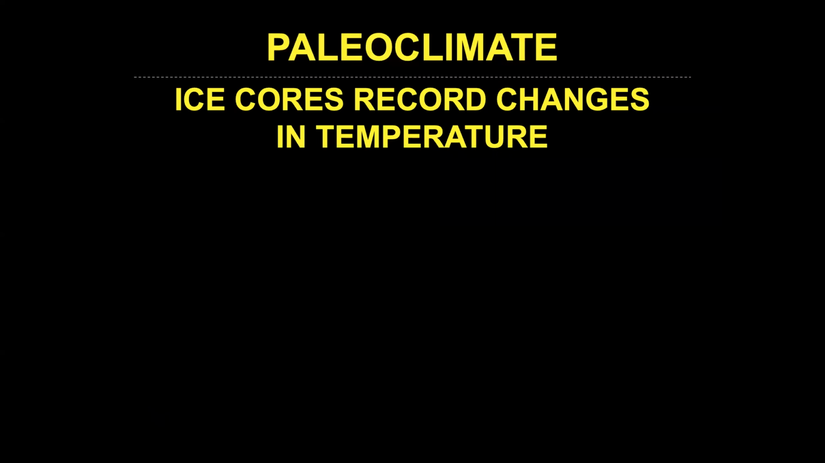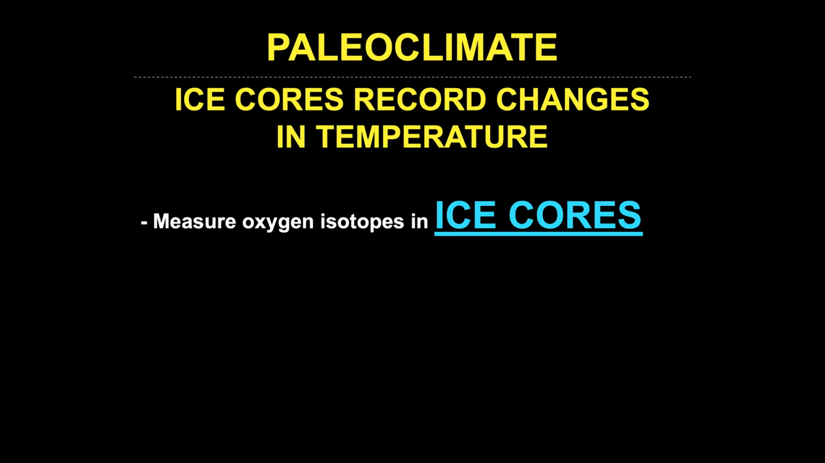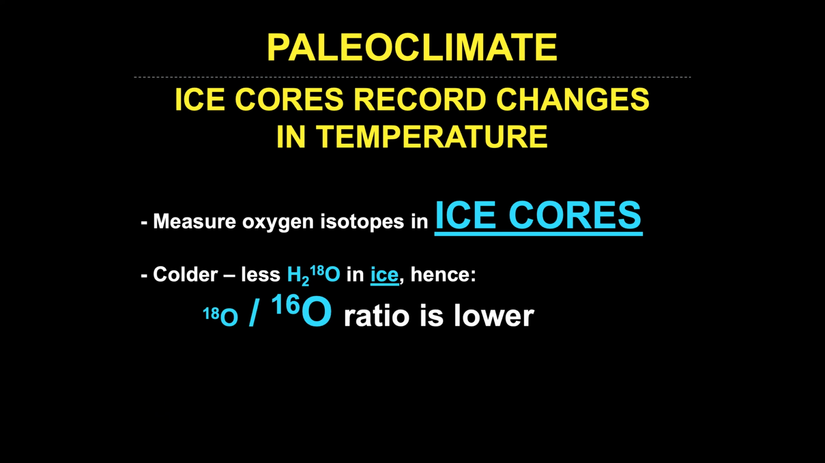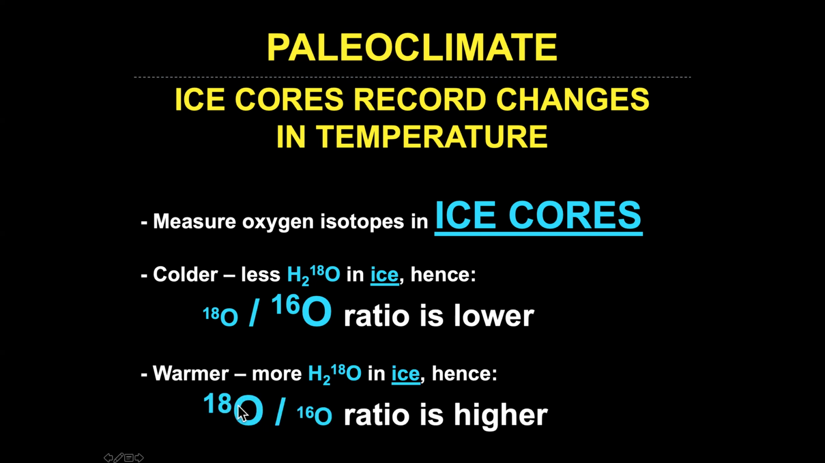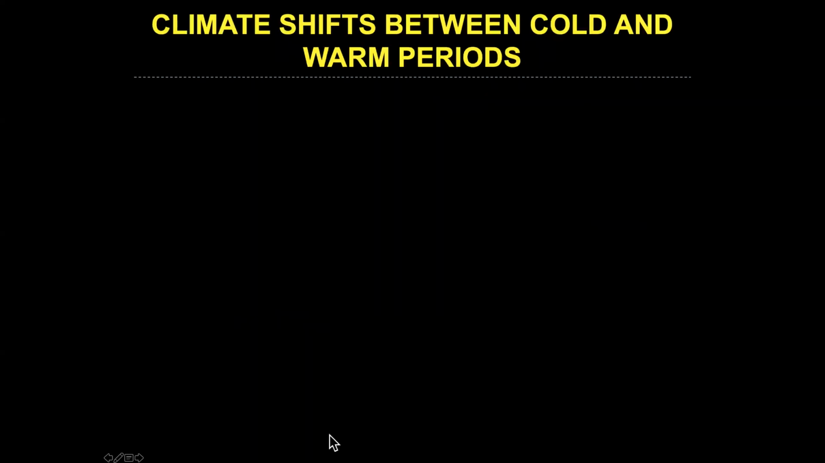So ice cores then record changes in temperature. If you measure oxygen isotopes in the ice cores, in the colder regions there is less 18O in the ice because it rained out. So if you do a ratio in the ice, there's little 18 and more 16. And in warmer times, there is more 18 and less 16. And we'll get into the reason for that now.